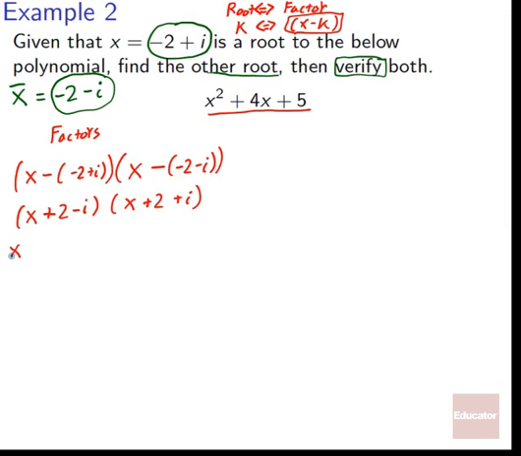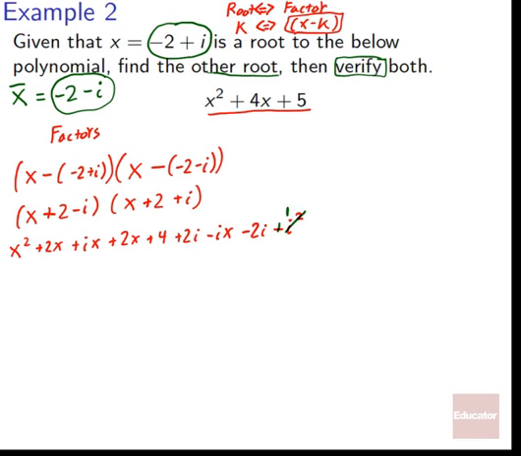x times x becomes x squared. x times 2 becomes plus 2x. x times i will become plus ix. 2 times x will become plus 2x. 2 times 2 will become plus 4. 2 times i will become plus 2i. Negative i times x will become minus ix. Negative i times 2 will become minus 2i. Negative i times plus i will become negative i squared. So negative i squared becomes plus 1 because the i squared becomes negative 1.